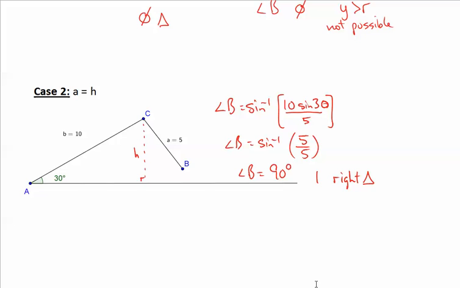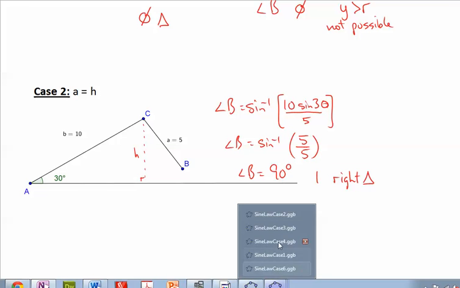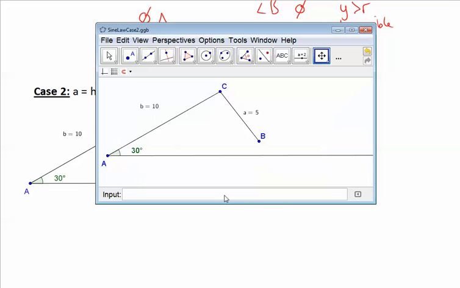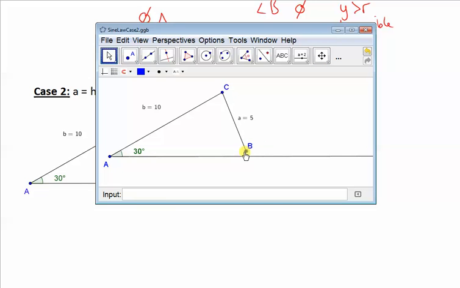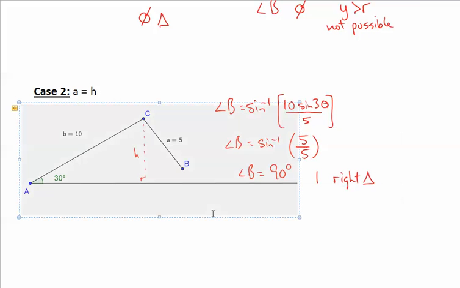And looking at a GeoGebra file of this, you can see that if I take this point and move this point down, I form a right triangle. I could use the angle tool and verify that, but you can see it visually, I think. All right, that's case 2, a equals h.